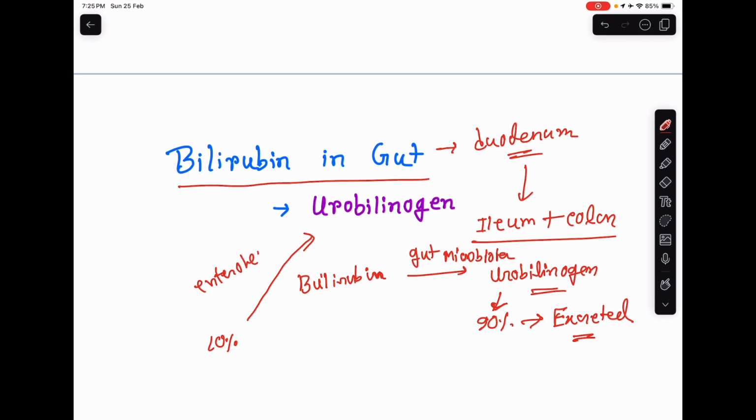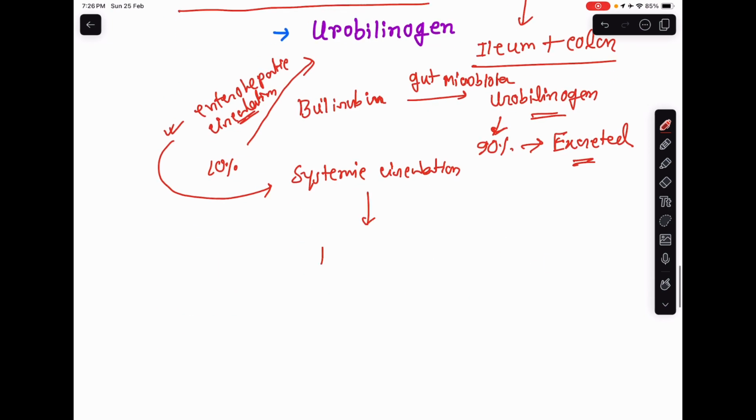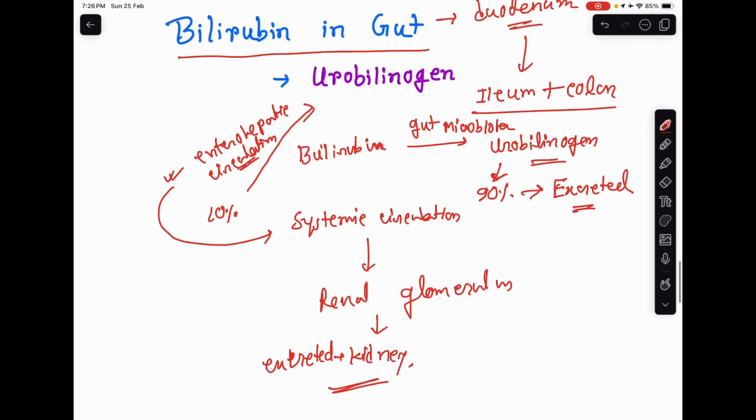It undergoes enterohepatic circulation, and out of this enterohepatic circulation, a little bit of urobilinogen escapes and enters the systemic circulation. From the systemic circulation, it enters the renal glomerulus, and then it is excreted through the kidney. So this is about the excretion of bilirubin.